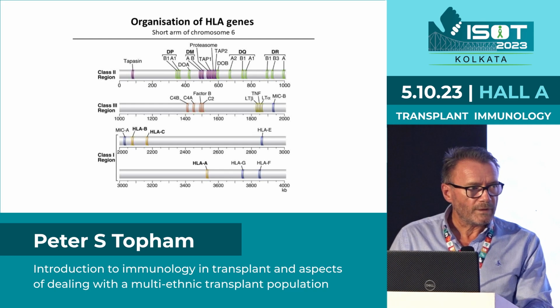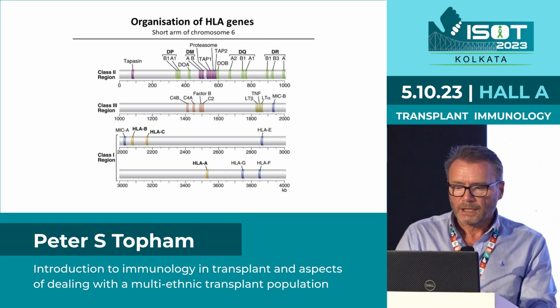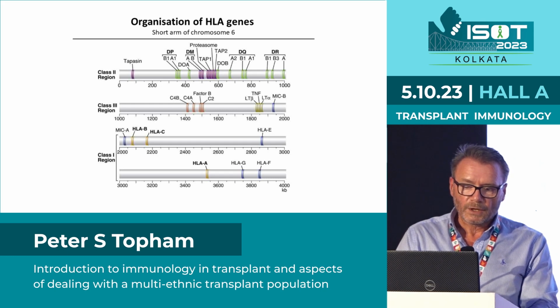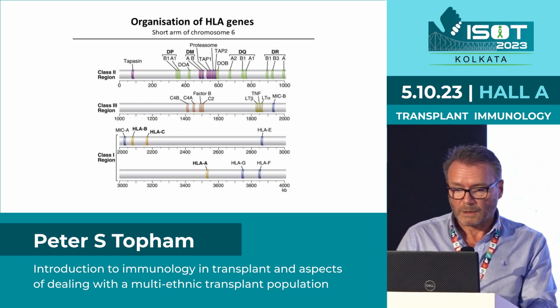So again, I know that there's going to be a more detailed talk about HLA in a bit, but this just shows the structure of the HLA genes on chromosome 6. So this is the start of the chromosome here, base pair 0. So you've got the class 2 region to start with, the class 3 region in the middle, and then the class 1 region going up to about 4,000 base pairs up the chromosome.